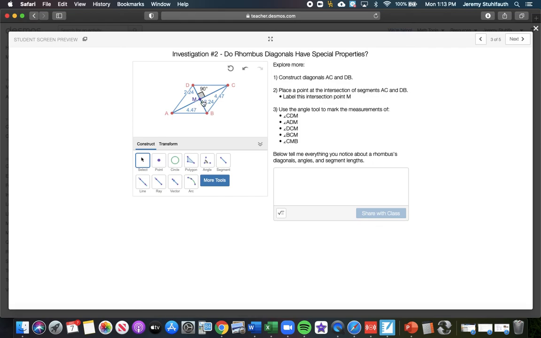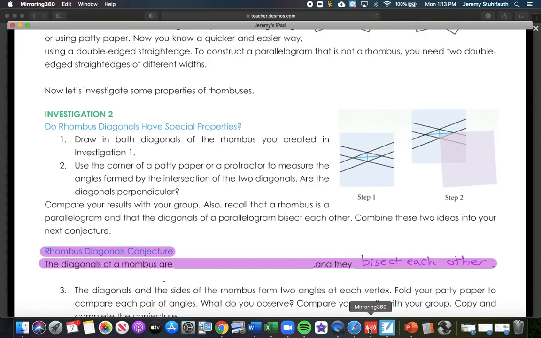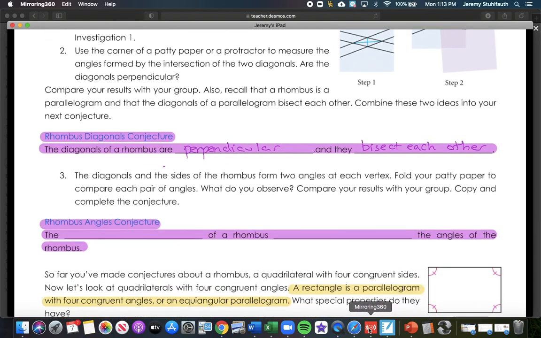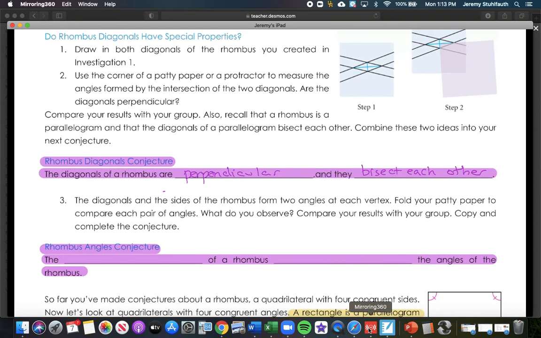And if two lines intersect at a 90-degree angle, we know that they are perpendicular. So we know that the diagonals of a rhombus are perpendicular as well. So when you're looking at a rhombus, you know that the diagonals of a rhombus are perpendicular and they bisect each other. Now, the next thing that we're going to look at is the angles.